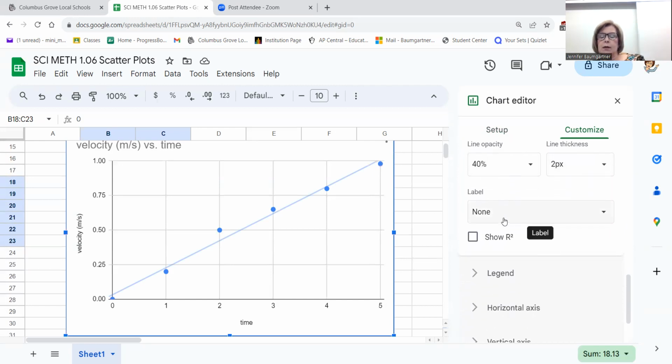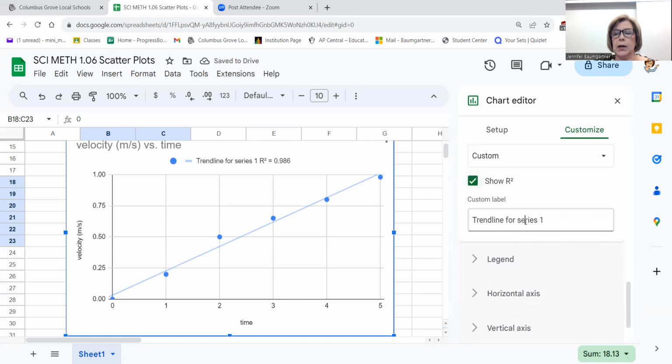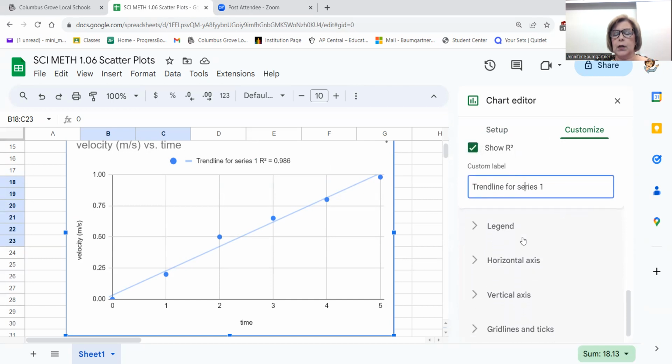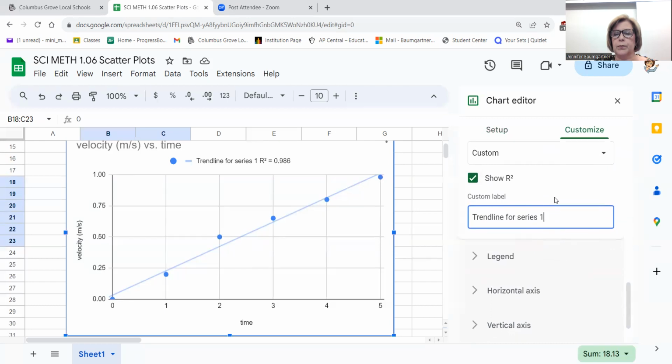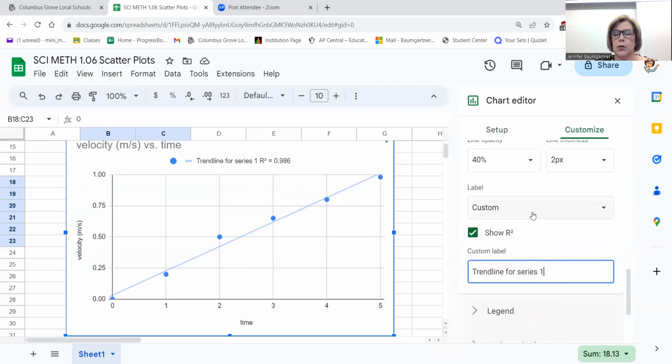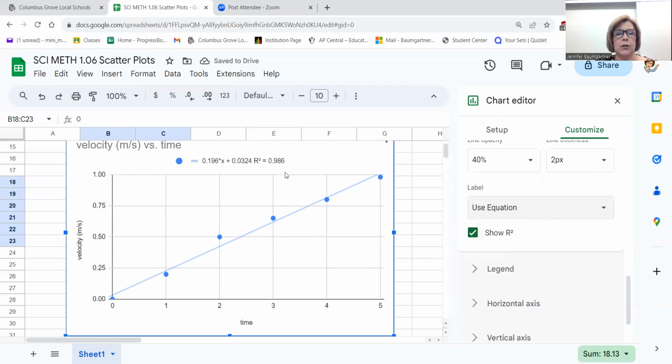But down here, we want to click the Show R-squared. This is Show Our Correlation Coefficient. And for our label, up here for label, we want to put, I was on the wrong, there's label, custom label. So I want to do Show R-squared, and under label, I want to put Use Equation. Now I have that equation.